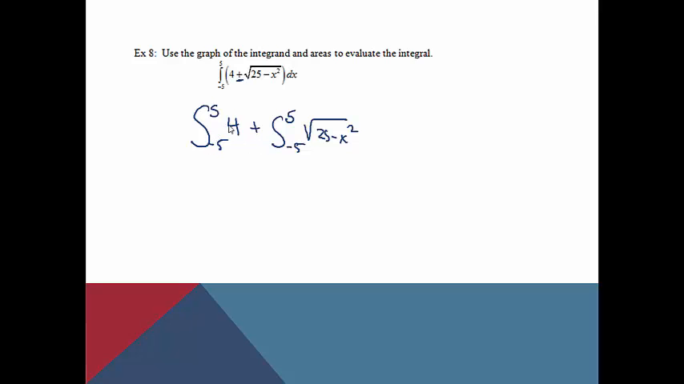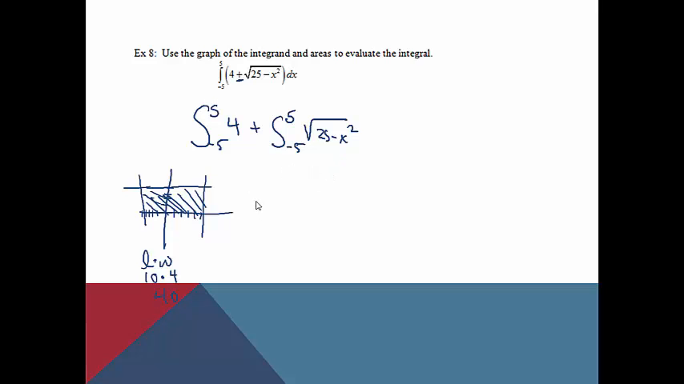Okay, the first one, we know that the function 4 is just a straight line up at 4, and we want to find the area under the curve from -5 to 5. So we can easily see that that's just a rectangle, so just length times width. The length would be 10, and the width will be 4, so this area would be 40.